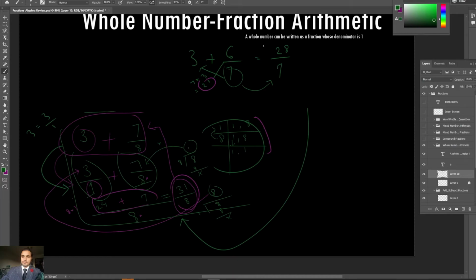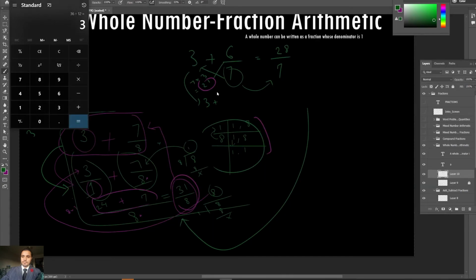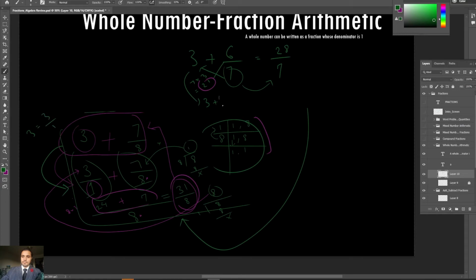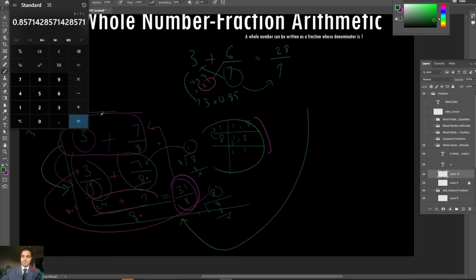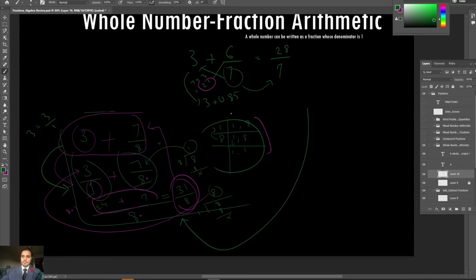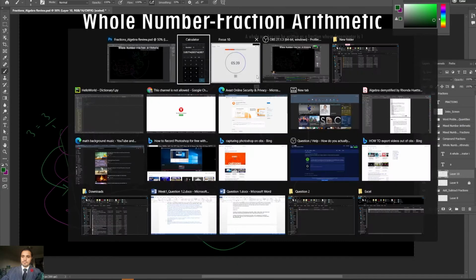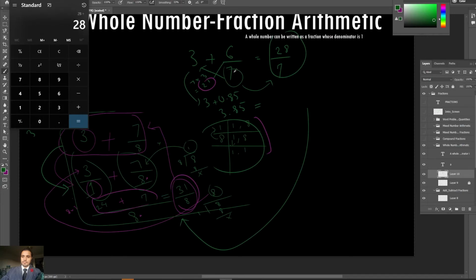Okay? So you can check it in the calculator. If you had 3 plus 6 over 7, you get 0.85, and you add that to 3, you get 3.85, right? Equals to, if you just divide 28 by 7, it's going to be the same.